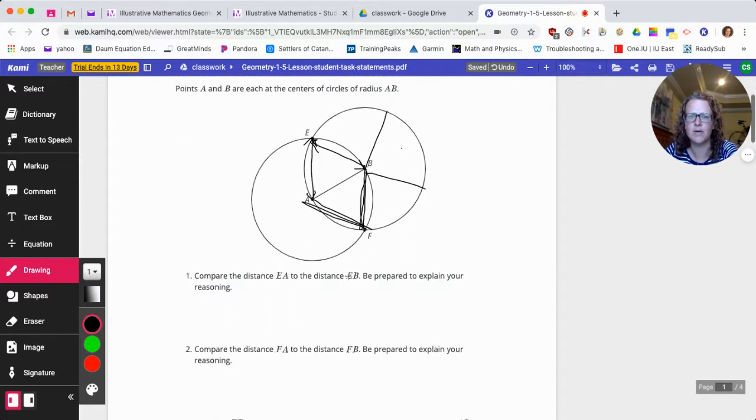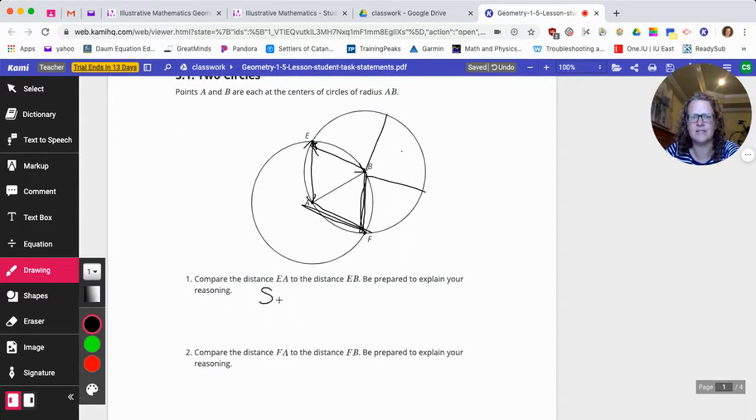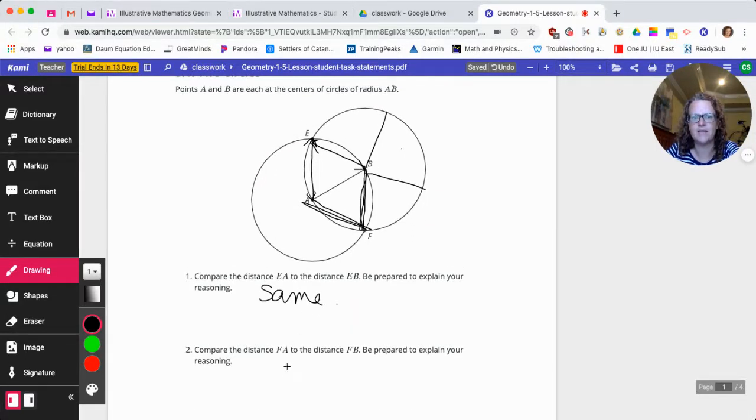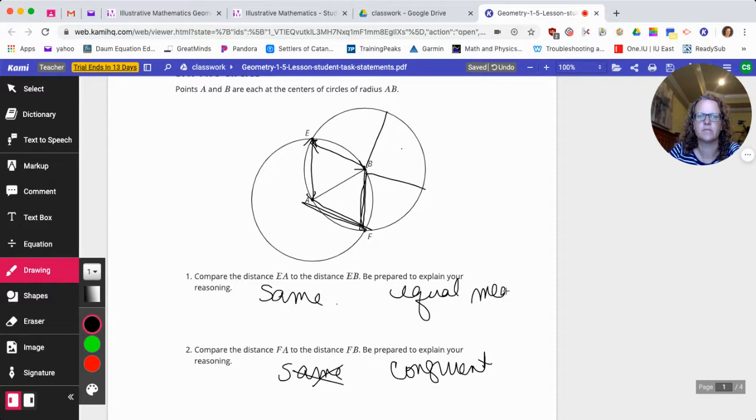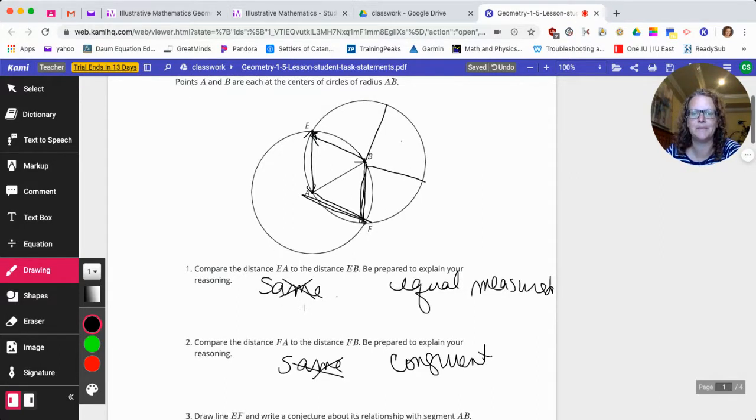So really important there, compare the distance. They're the same. Compare the distance FA to FB. And "same" is not the best word to use. Congruent or equal measures. Those words have a lot more weight in geometry than "same," okay?